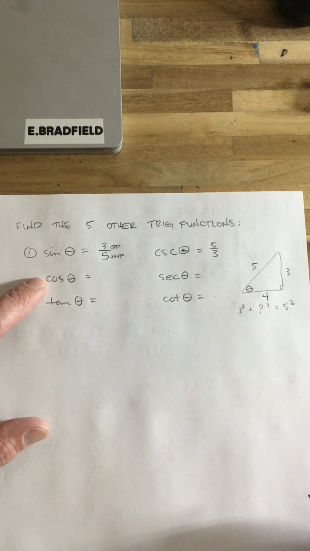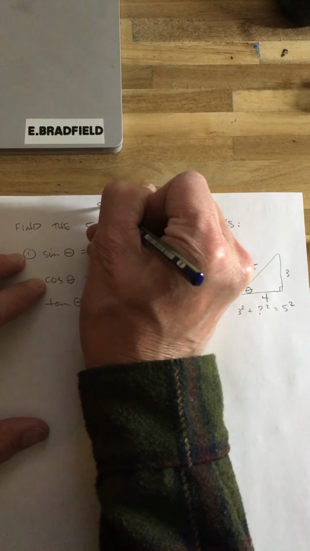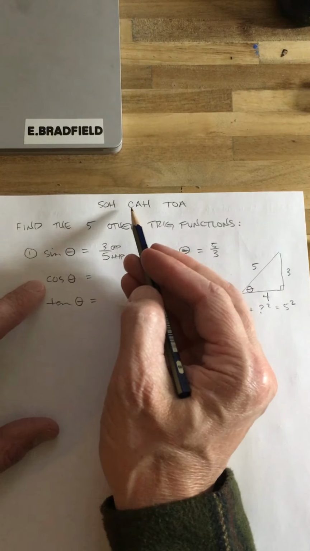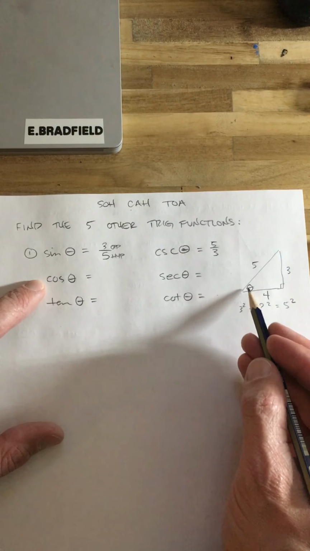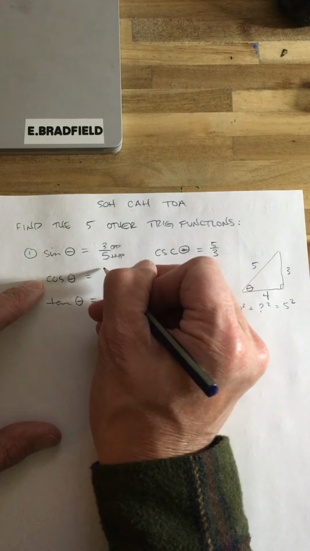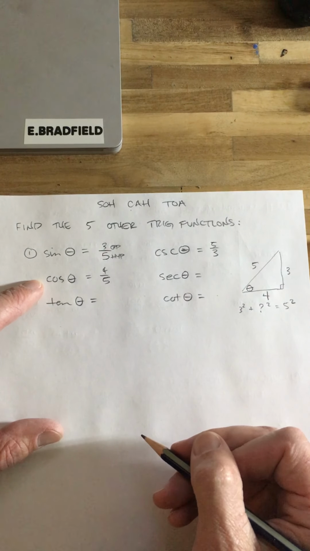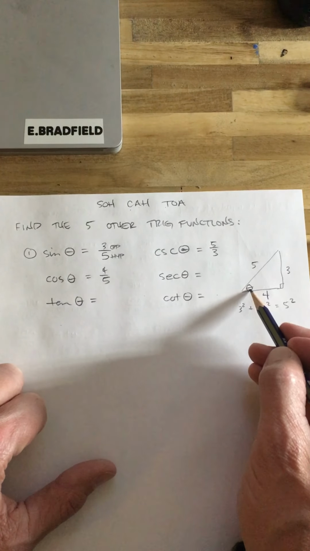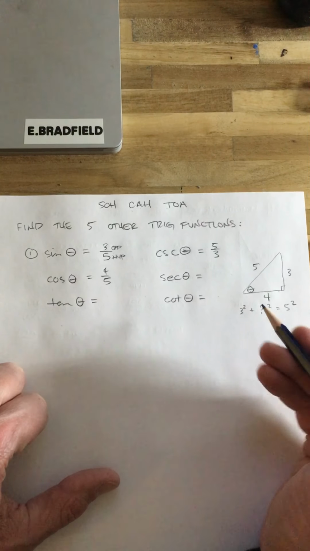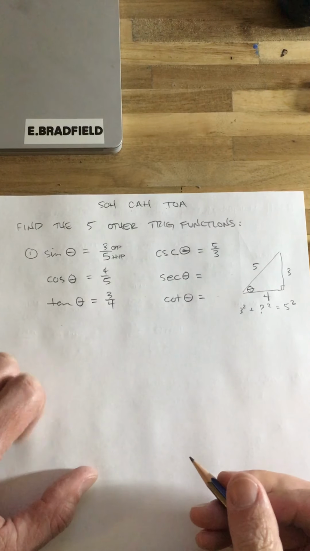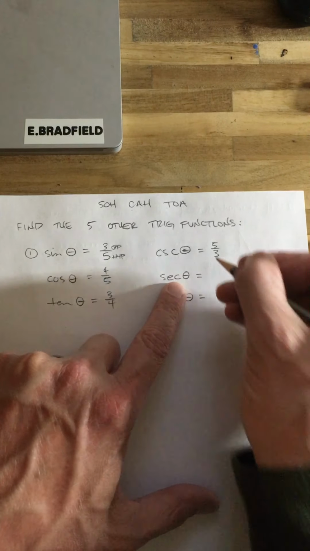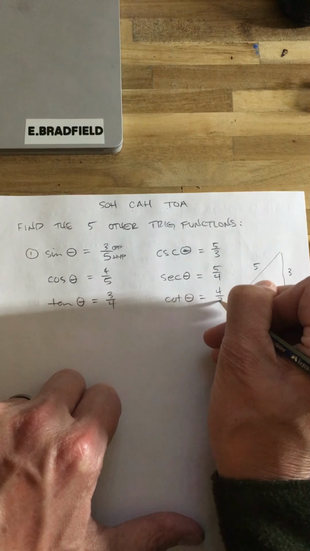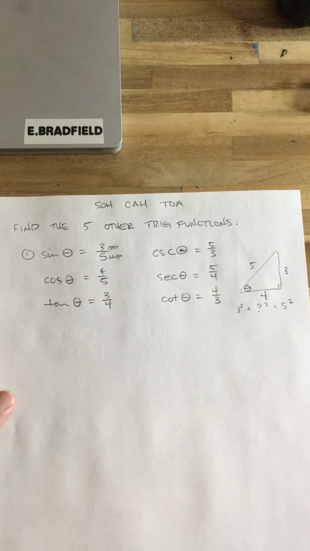Cosine of theta, right? Watch, SOH CAH TOA. So now if I'm looking for the cosine of theta, I know it's going to be adjacent over hypotenuse, 4/5. And the tangent of theta, well, tangent is opposite over adjacent. So here's my angle, opposite 3 over adjacent 4, so 3/4. And now just do the reciprocals. To get the secant, we have 5/4. And then this one is just the reciprocal, 4/3. And it's really that easy.